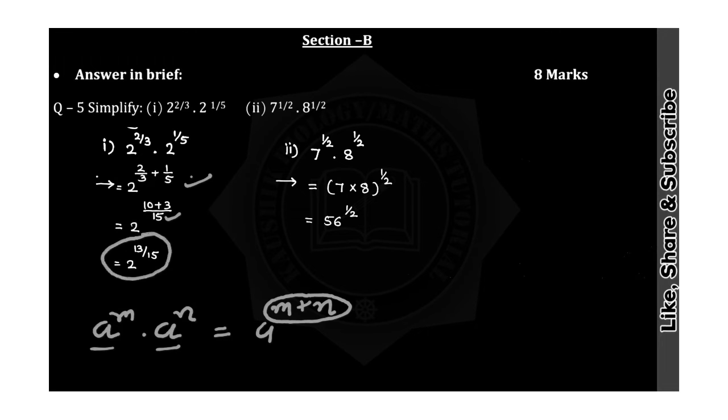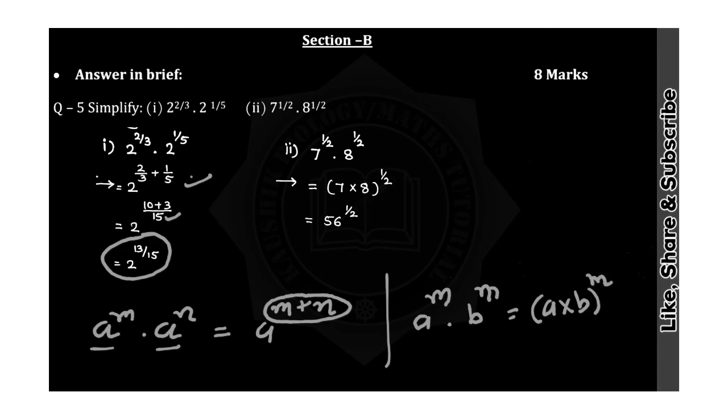Now the second is 7 raised to the power 1 by 2 into 8 raised to the power 1 by 2. So in this case, your bases are different. That means it is given a raised to the power m into b raised to the power m, that means exponents are same but your bases are different. So at that time, we have to multiply our bases, that means a into b, and then we have to give the same exponent.